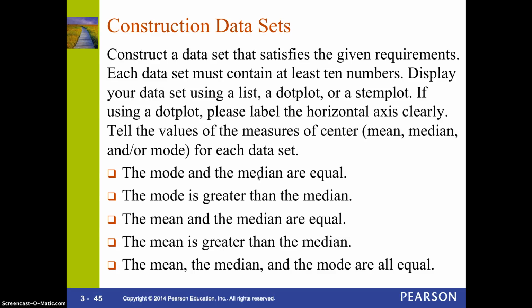Okay, we talked about the mean and median being equal, and that's where you're going to get a fairly symmetric distribution. If the mean is greater than the median, your distribution is going to be skewed to the right, or else have a high outlier. If the mean is less than the median, you don't have to do this one, but if you did, then your distribution would be skewed to the left, or else you would have a low outlier. Okay, and if they're all equal, the mean, the median, and the mode, it's also going to be a fairly symmetric distribution.